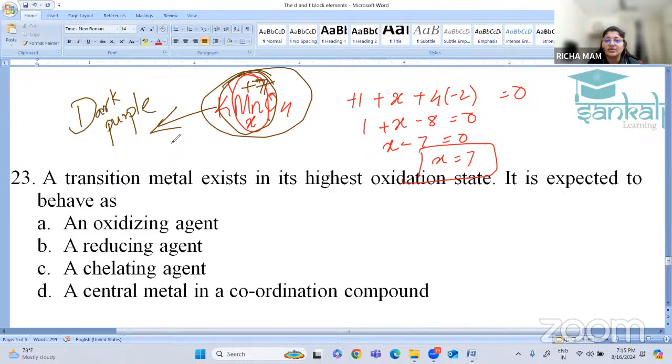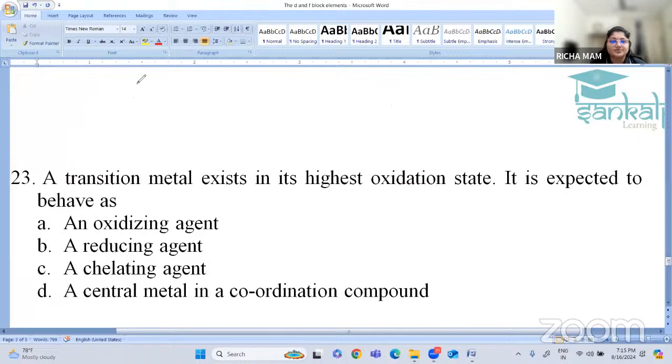So transition elements, whenever they have the highest oxidation state, behave as an oxidizing agent. So option number A is the answer. We know that KMnO4 is an oxidizing agent because it has the highest oxidation state. Is it clear? Okay, fine. Any doubts up to here?